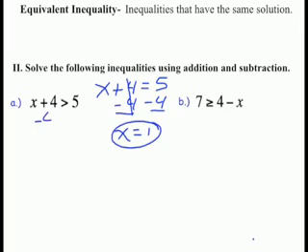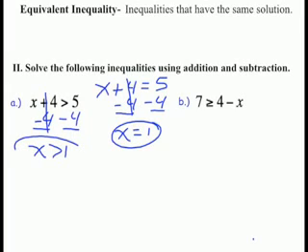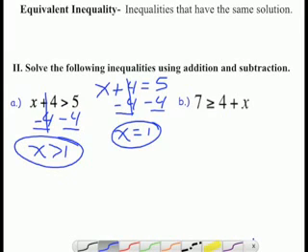Well, solving an inequality is very similar. We're adding 4 to the x, so to isolate the x, we subtract 4 from both sides, and we get x is greater than 1. For B, 7 is greater than or equal to 4 plus x. So we're solving for x.